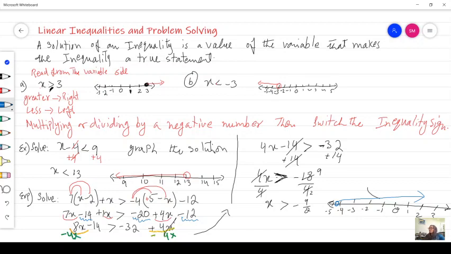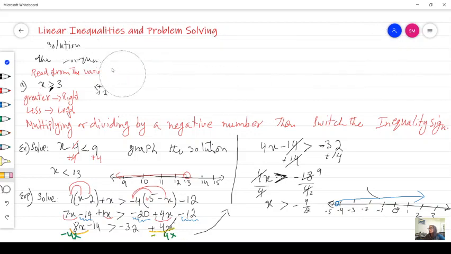Now let me erase some of my stuff so I can go further. Okay, the whiteboard eraser is kind of nice. It's getting bigger when you do that.